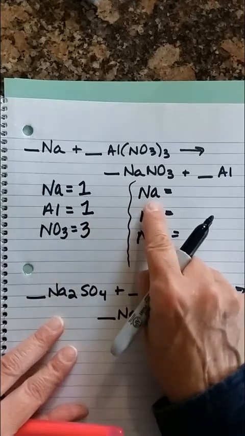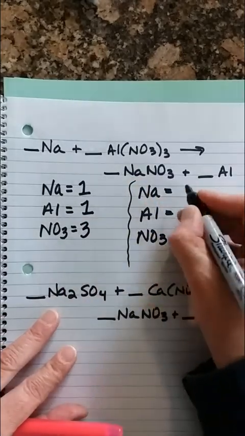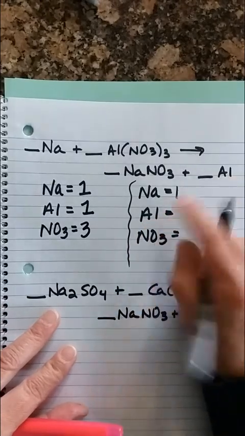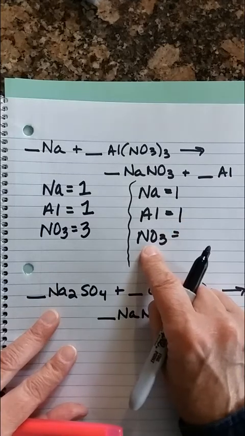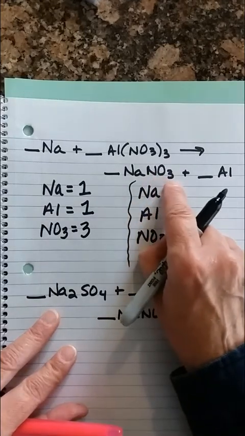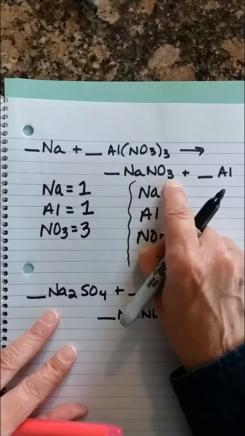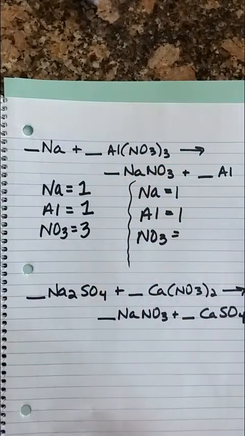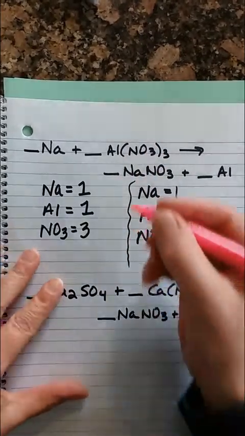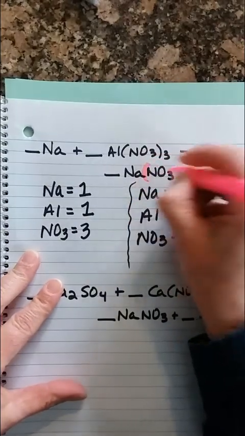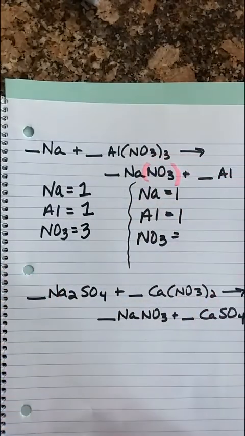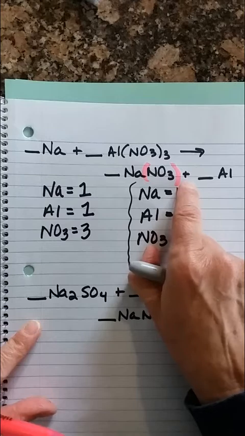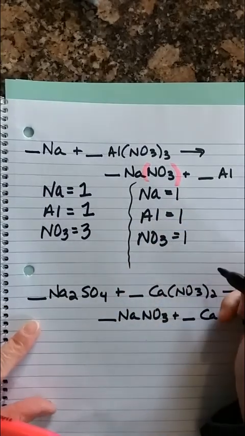Okay, then I go Na, here's Na, so I have 1. Okay, Al, here's Al over here, no subscript, so that's 1. And NO3. Now here's NO3. I don't have 3 of them. Remember up here I had 3, but that's because it was in a parenthesis and the 3 was on the outside. So if I take my marker and put an imaginary parenthesis around it, there's my NO3 on the inside, what number do I imagine to be on the outside? And that would be 1. So I've got 1 NO3.